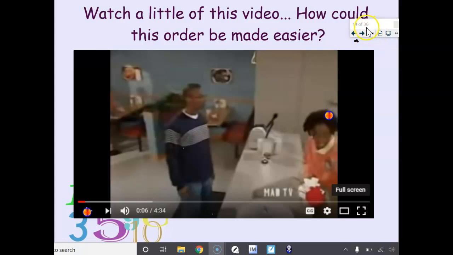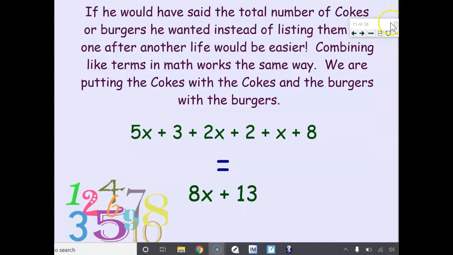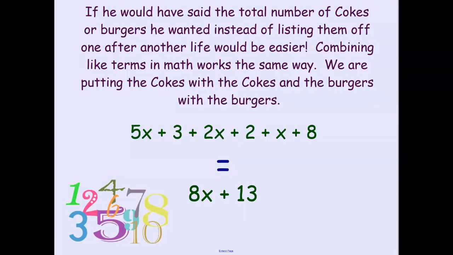All right, despite being funny, how could they have made that order way easier to understand? They could have put the total number of Cokes or fries or burgers together instead of listing them off, although it's pretty impressive that they could memorize all that. Combining terms in math works the same way. We put the Cokes with the Cokes, the burgers with the burgers, the fries with the fries. So we're taking something long and complicated like this, taking all our x's and putting them together, and taking all our ones, our constants, and putting them together.